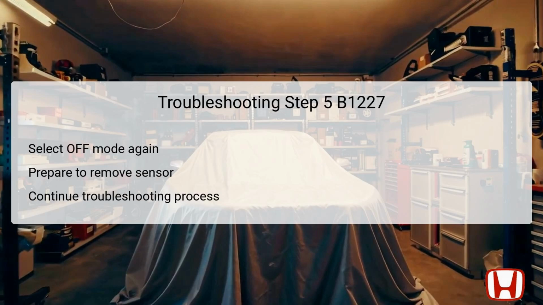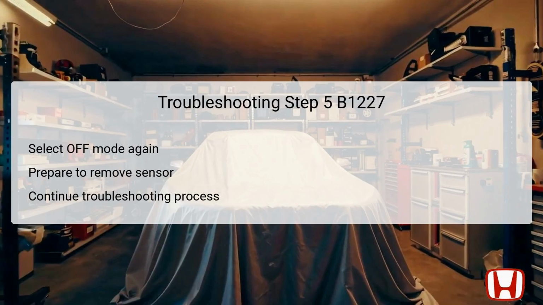The next troubleshooting step involves pressing the engine's start-stop button again to select the off mode. This action is necessary to ensure the vehicle is safely powered down before any physical work is undertaken. After ensuring that the vehicle is off, the outside air temperature sensor needs to be carefully removed for further examination. Removing the sensor allows for testing it separately to determine its operational status. Proper handling is essential during this process to avoid damage to the sensor or surrounding components.